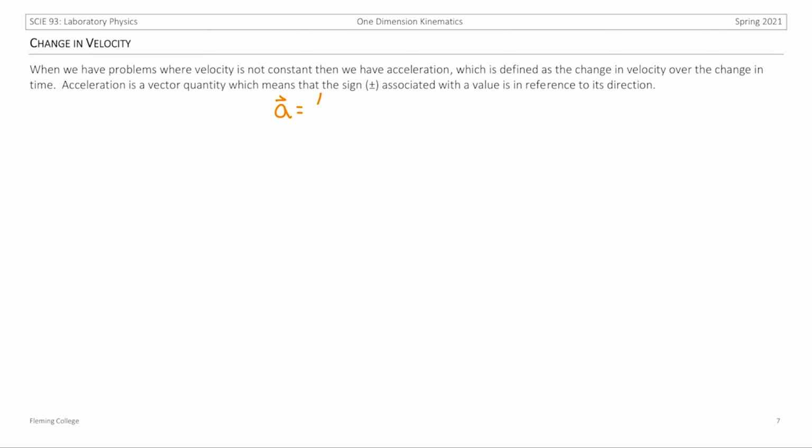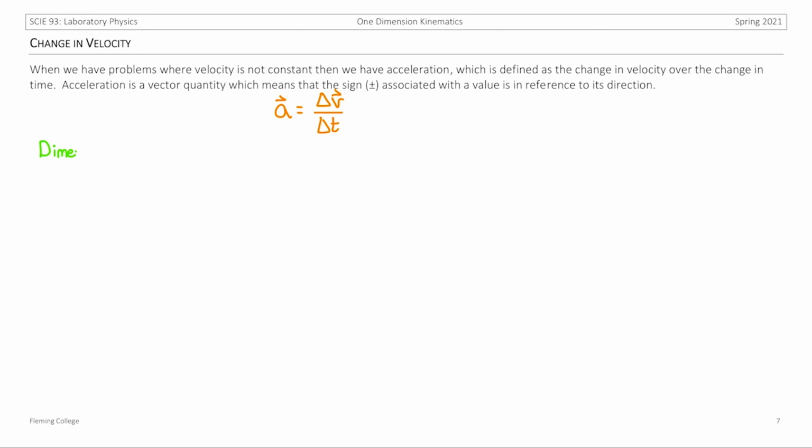Acceleration is defined as the change in velocity over change in time. So we have the equation a with an arrow over top is equal to delta v with an arrow over delta t. The arrows signify that acceleration is also a vector quantity, which means it has a magnitude and a direction. The sign associated with our acceleration will be our inference of direction. That means whether or not our velocity is changing in the positive direction or changing in the negative direction.